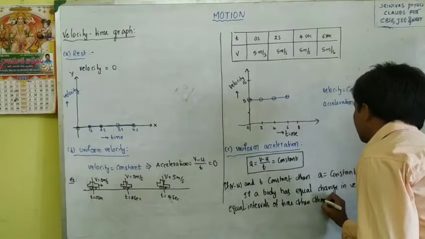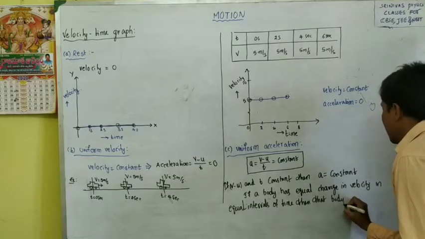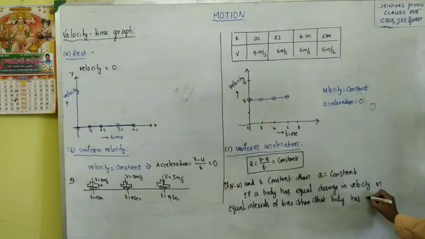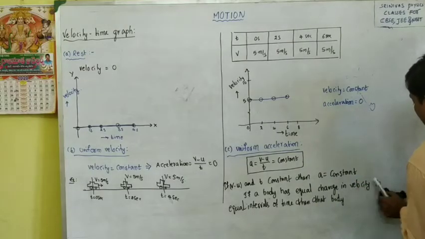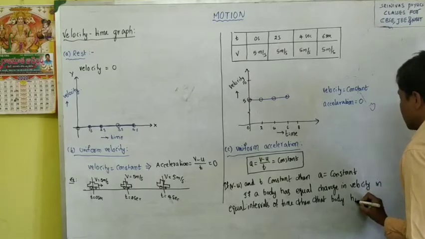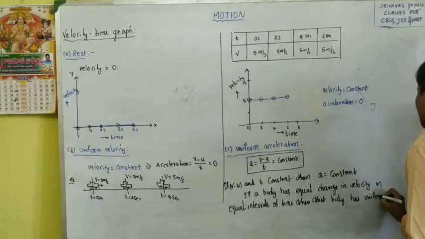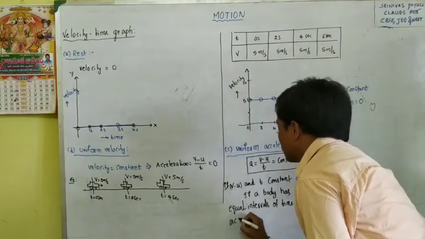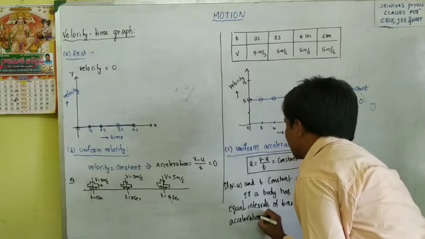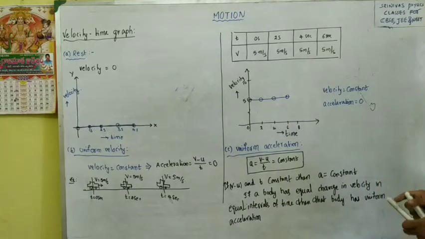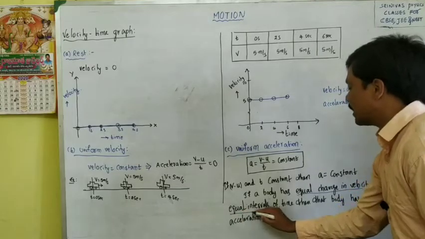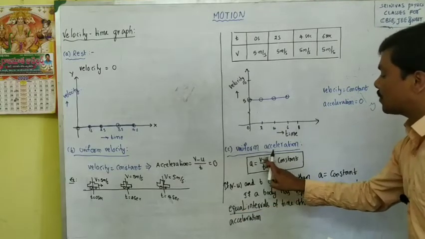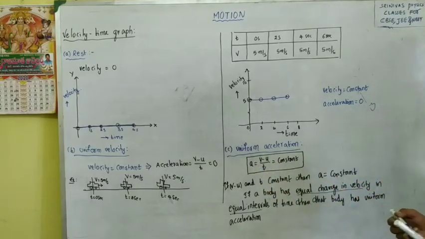Then that body has uniform acceleration. This is the condition for uniform acceleration. What is the condition? Equal change in velocity and equal time. Look here. Means change in velocity equal, time equal. This is constant, this is constant. Then acceleration is automatically constant.